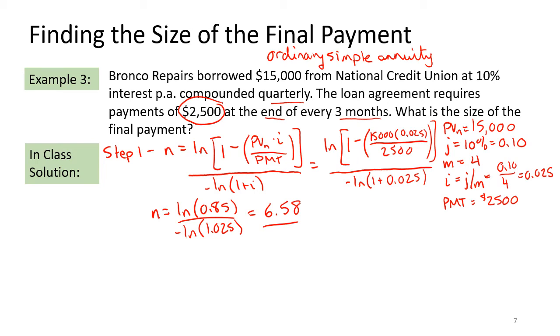So our step 2 is to figure out how many payments, right? How many full payments are we going to make before we have a fractional one? So we have 6.58. So that means we're going to have 6 full payments.